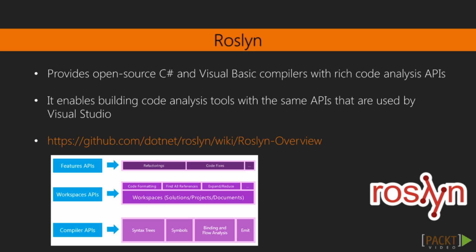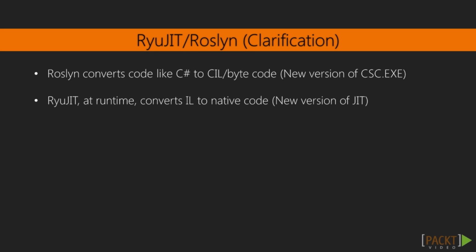There's documentation that details all of that information. So a little clarification between RyuJIT and Roslyn. Just keep in mind that Roslyn converts code like C# to CIL, the bytecode. So it essentially would replace the executable CSC, which is what Visual Studio uses when you compile your code. CSC would be the compiler for C#.